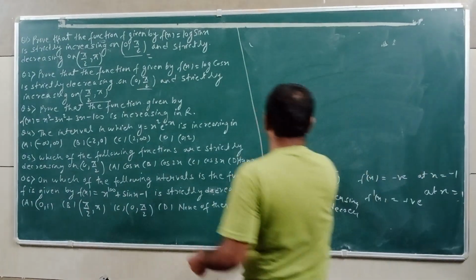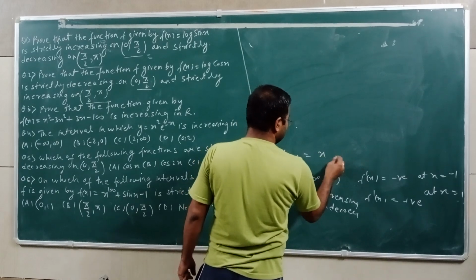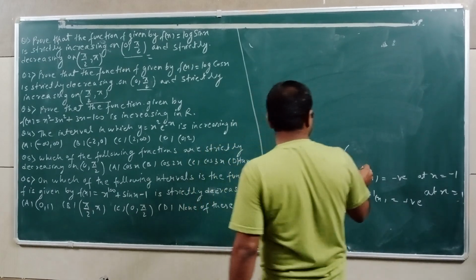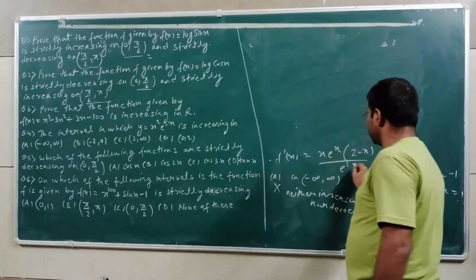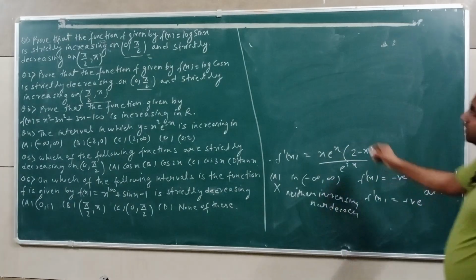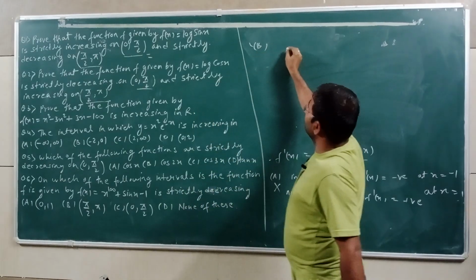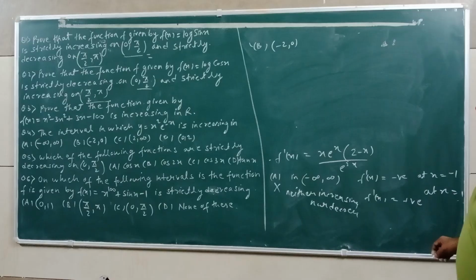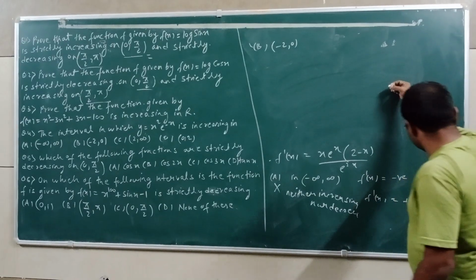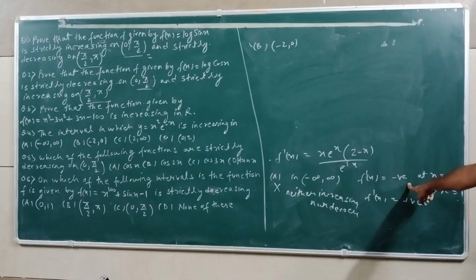Sorry, f dash x, what comes here? x e to the power x squared minus x upon e to the power 2x. Okay, this was it. Now let us see option B. B is saying minus 2 comma 0. Minus 2 comma 0 means at x is equal to minus 1. See, at x is equal to minus 1, negative was there.